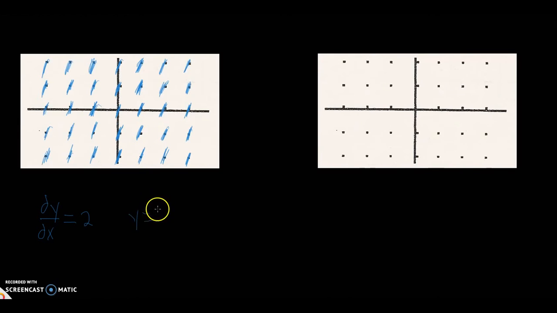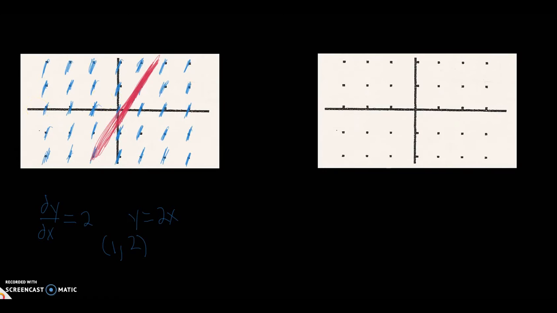y equals 2x, right? So the slope is always 2. Now let's say it passed through the point (1, 2). 1, 2 would be right here. So the line, let me change color so we can actually see what it would look like. Here's (1, 2). It would look like this, because that goes through and follows the slope field. Don't play connect the dots.